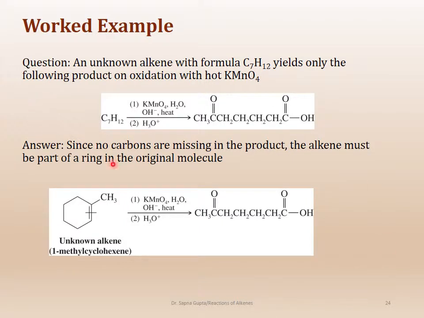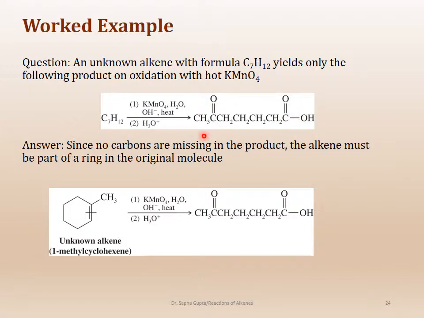Here is an example of how we actually use the oxidative cleavage. It's a very good way of working through structures of compounds. So for example, if you have an unknown alkene with a molecular formula of C7H12 and then you treat it with KMnO4, then you end up getting this product. In this case, you have a ketone over here and then you have an acid. So you have C7H12, that's your starting material, your unknown alkene, and with KMnO4 it is giving you this product.